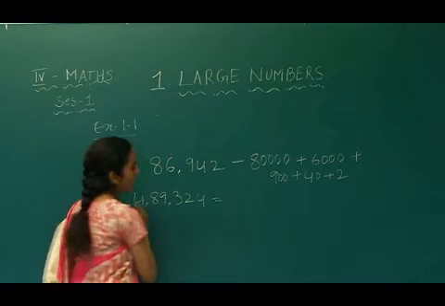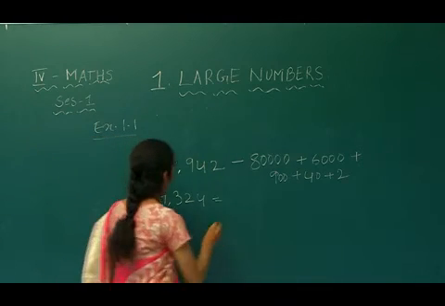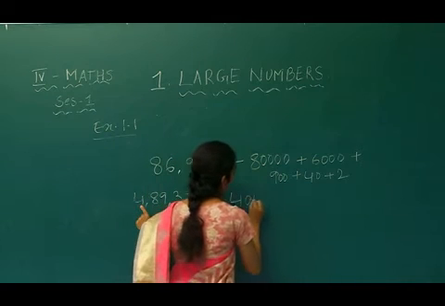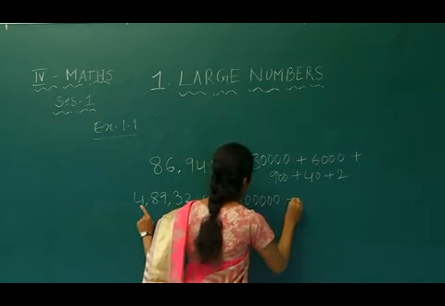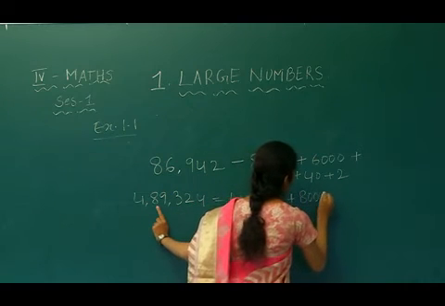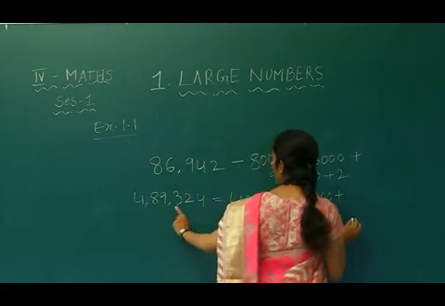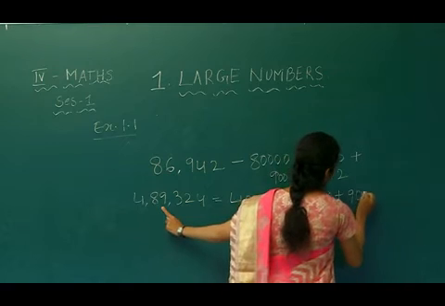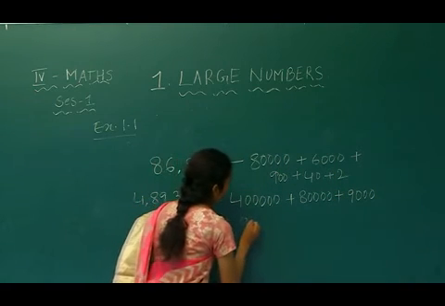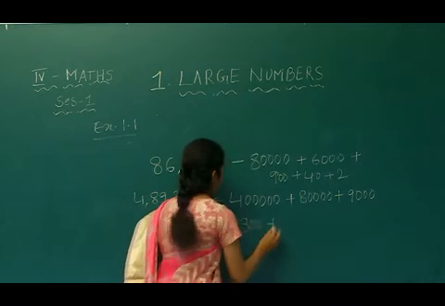So, how do we expand this? Very simple. After 4, how many digits are there? 5 digits are there. So, put 5 zeros here. And 8, 4 zeros. And 9, 3 zeros. And here 2 zeros.